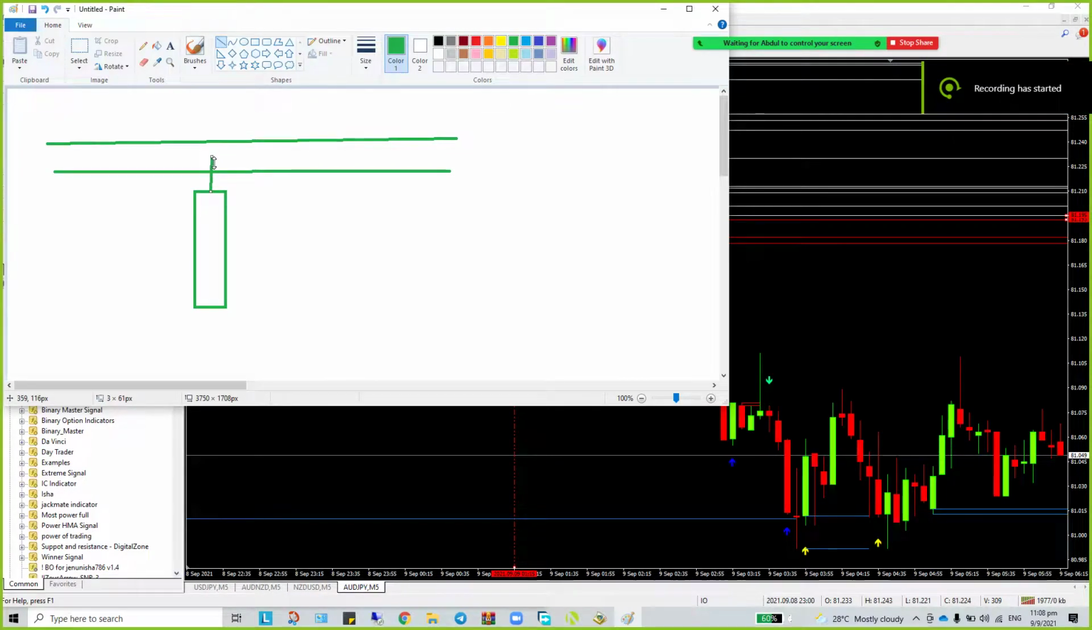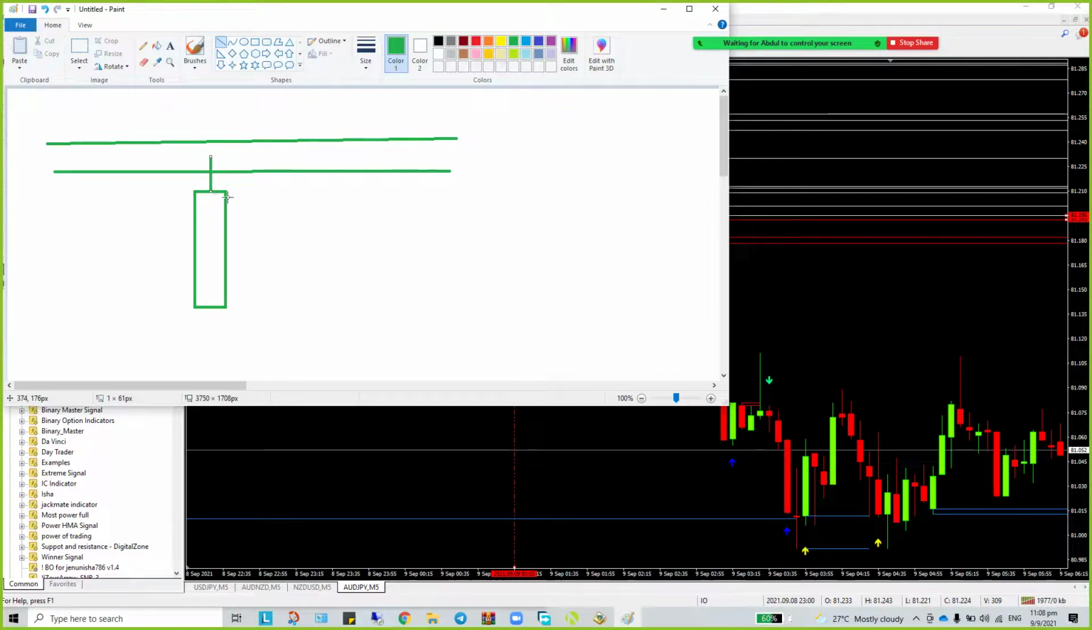The candle has touched the first trend line and closed below the trend line. Okay. Immediately we should get the sell signal. That is condition number one. Yes, I programmed it like that.